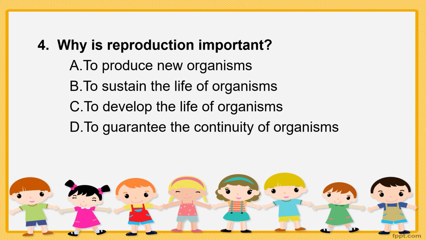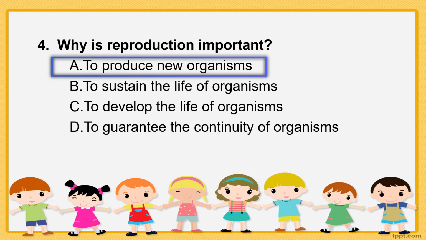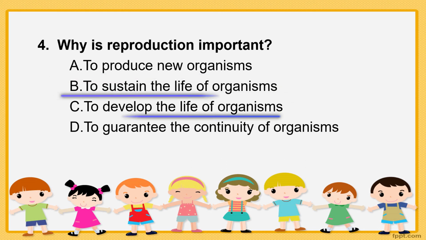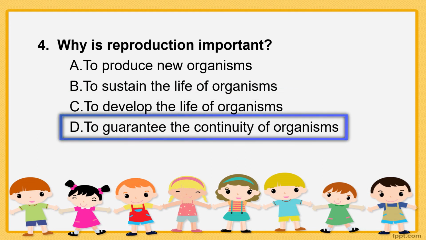Number 4. Why is reproduction important? A. To produce new organisms. B. To sustain the life of organisms. C. To develop the life of organisms. D. To guarantee the continuity of organisms.